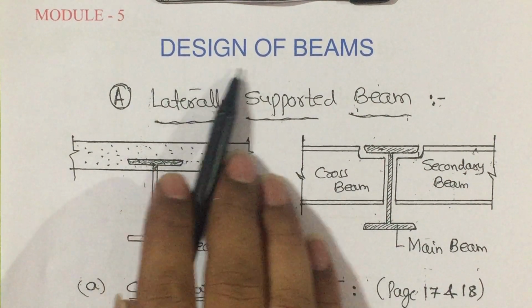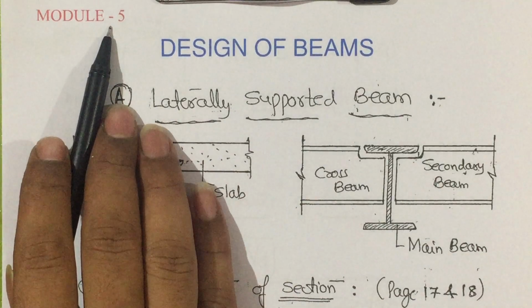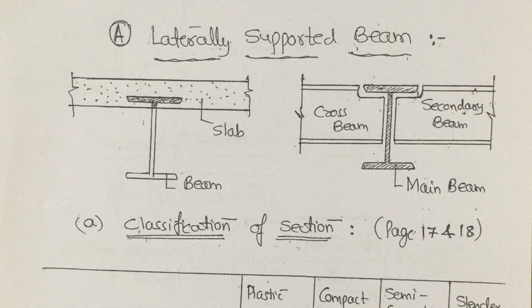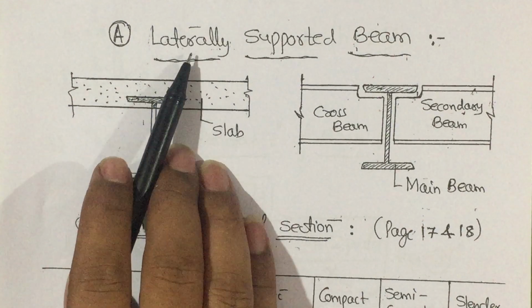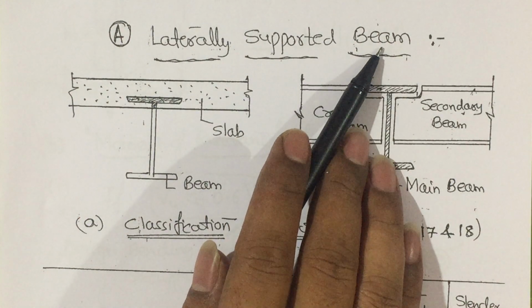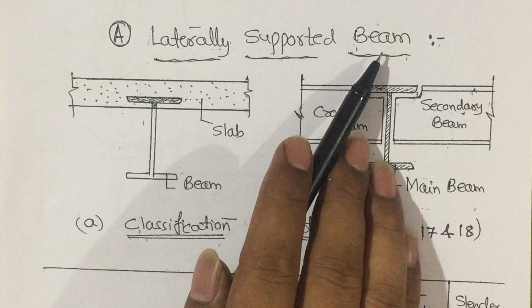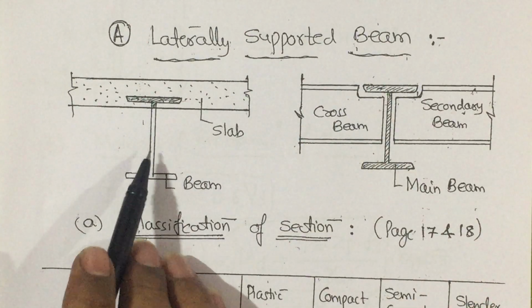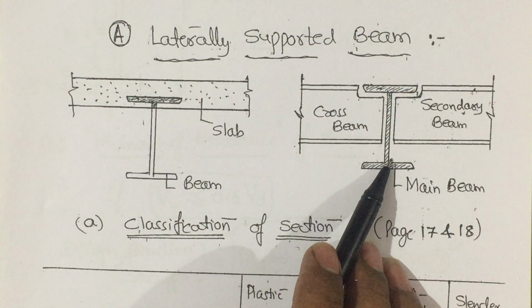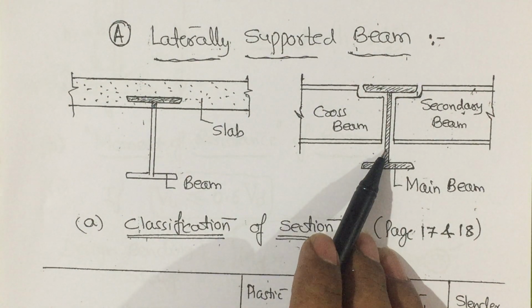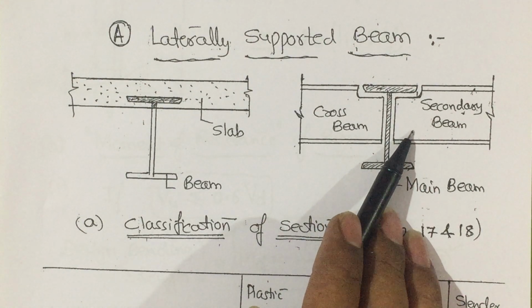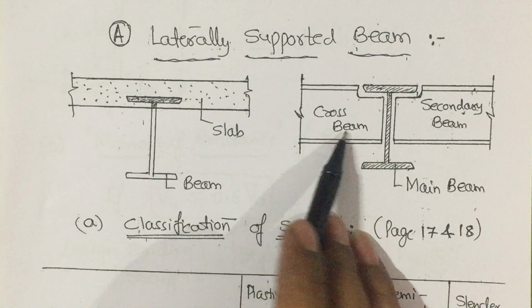In this session, we are going to discuss the design of beams, that is module 5. First of all, let us look into the concepts. What do you mean by laterally supported beams? Here we are discussing the beam, nothing but beam to beam connections. Here the beam is connected to the slab, and here we can see the beam to beam connection, that is the main beam connected to the secondary beam or the cross beam.